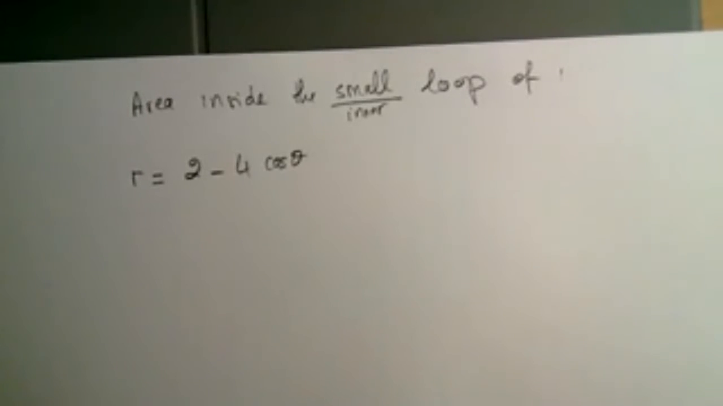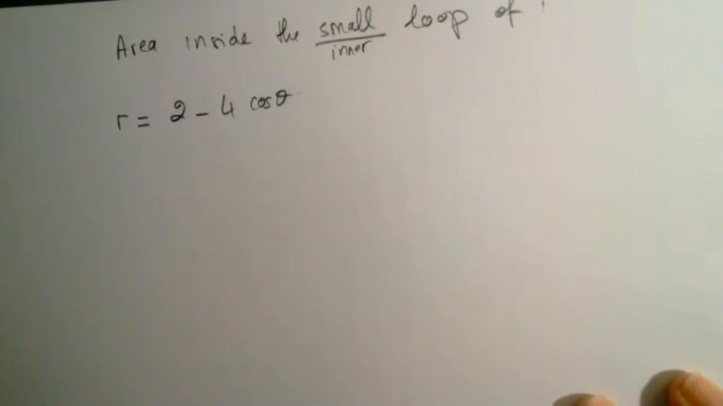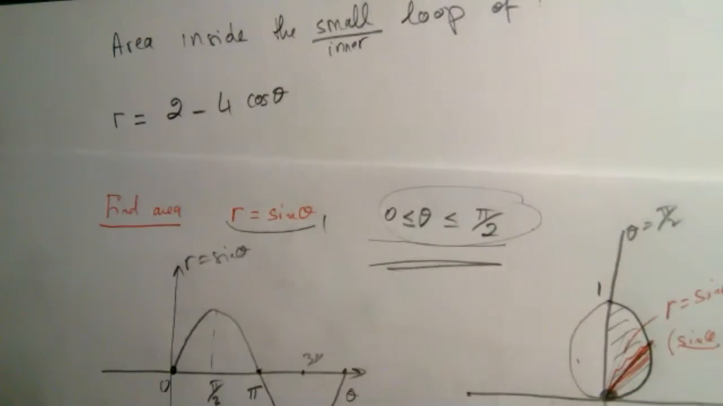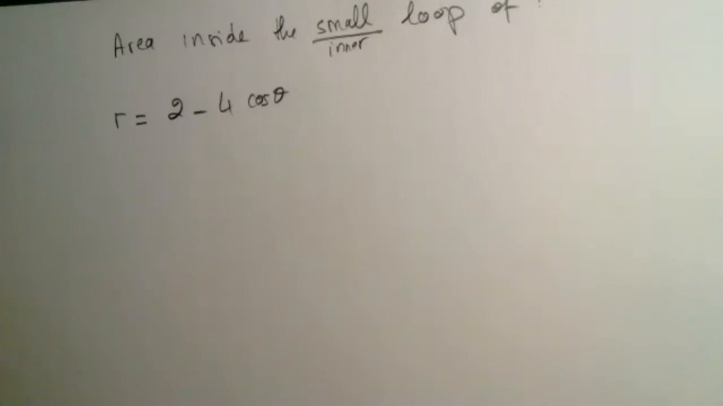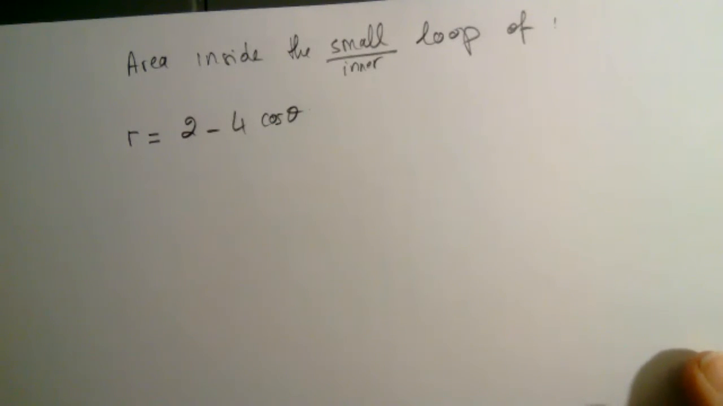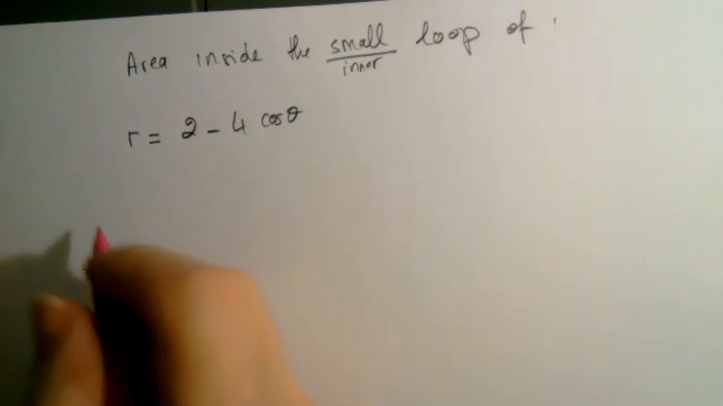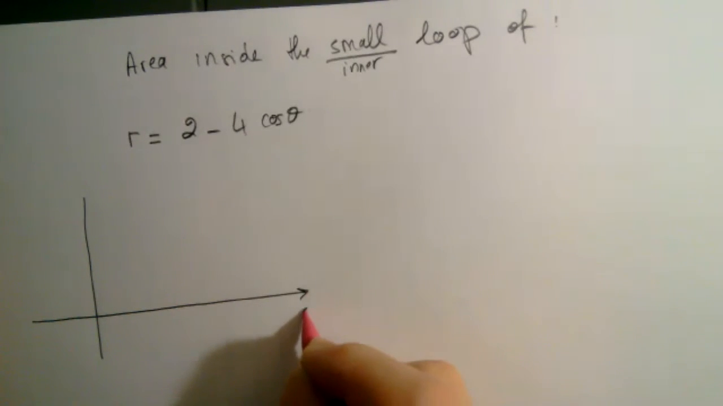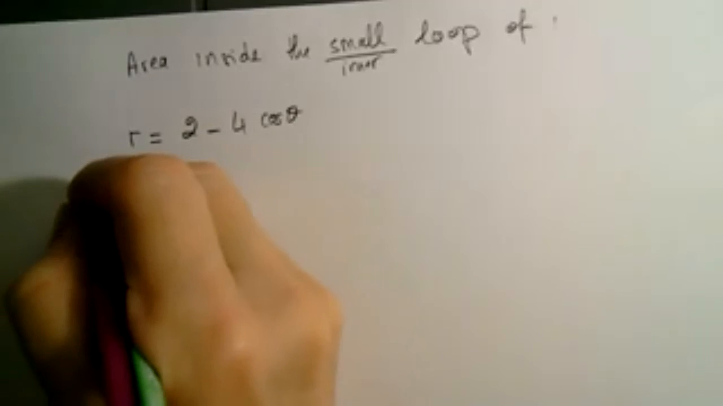So this is a problem where I did not give you what theta varies from, like here. I told you just the small loop. So I have no idea what's going on. I have to figure out the graph. So I need to sketch the graph. So we do what we did before, which is a good review again for how we sketch.